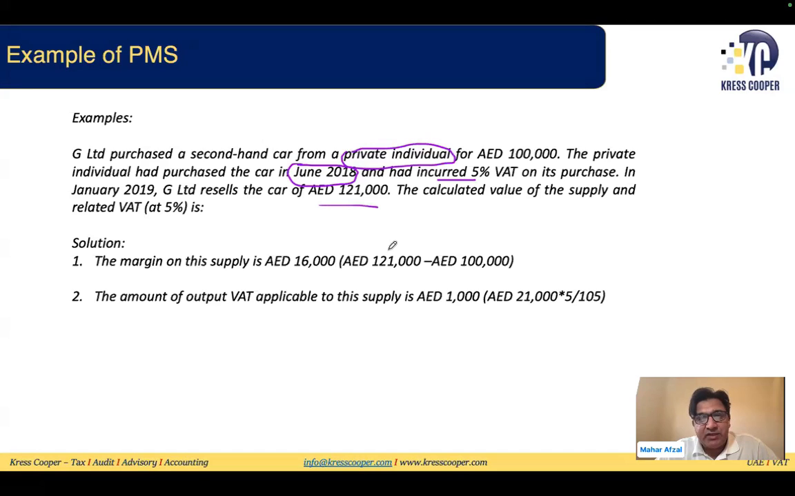So what is the purchase and sale price? The gross sale price is 121,000. The purchase price is 100,000. The difference is 21,000. 21,000 is my gross margin. So what should be the VAT? 21,000 divided by 105 into 5, so 1,000 will be my net amount of VAT that I need to pay to the FTA.